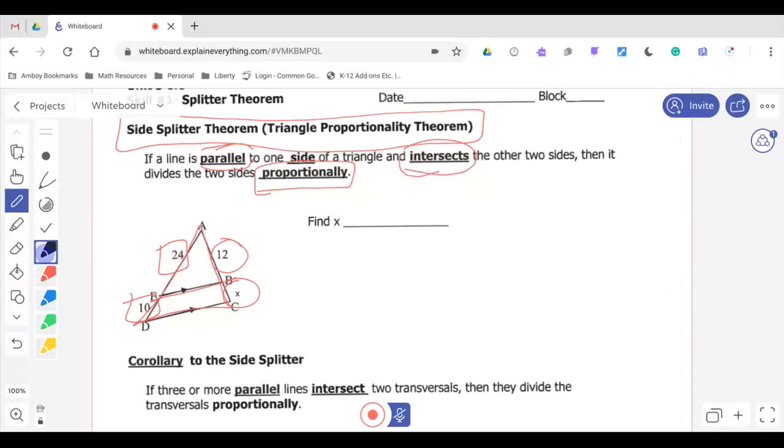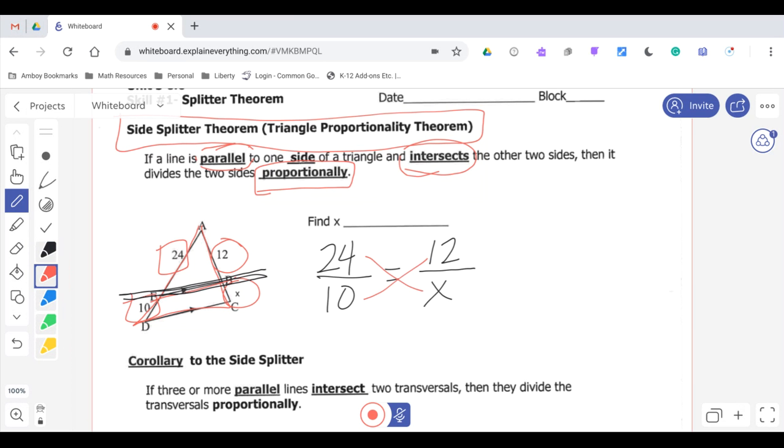So when I set up my proportion, again, there's no real wrong way to set up proportions as long as you have matching going two ways. But what most people do is they just kind of treat this line in the middle here like the fraction bar. And we would say, okay, 24 over 10 is proportional or equal to 12 over x. And from there, we can cross multiply. So I'm going to have 24 times x, or 24x, equals 10 times 12, which is 120.